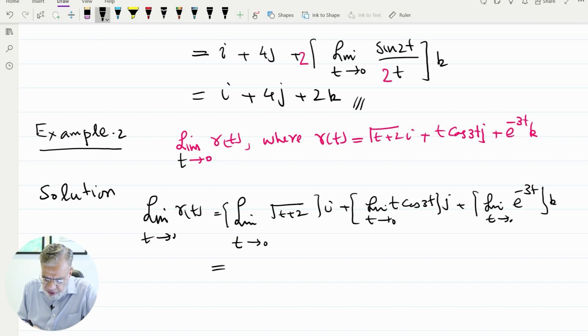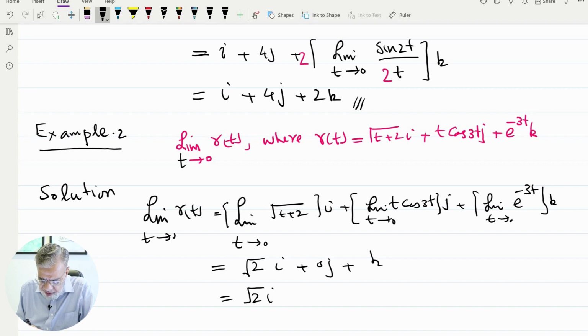Taking the limits, we get root of 2 i, plus for the second, when t is 0, cosine 3t is 1, and 0 into 1 is 0, so it's 0j, plus e to power minus 3t, where e to power 0 is 1, so it's k. So my limit will be root of 2 i plus k. That's the limit of my function.